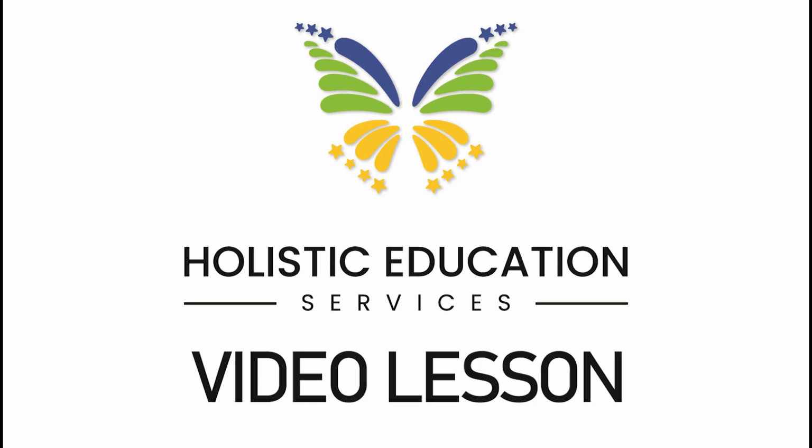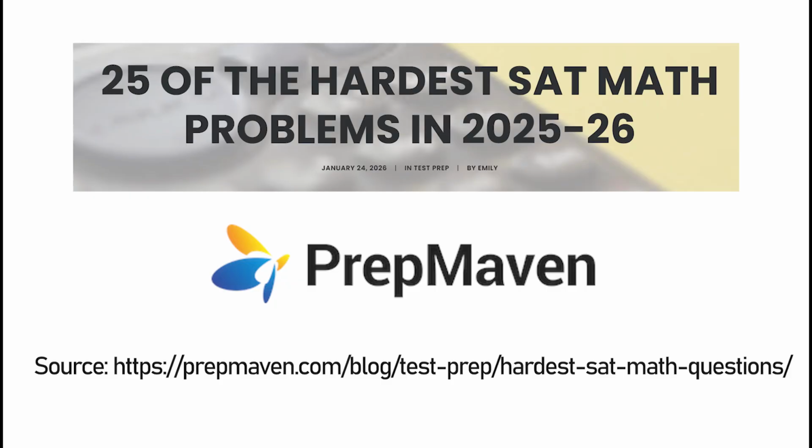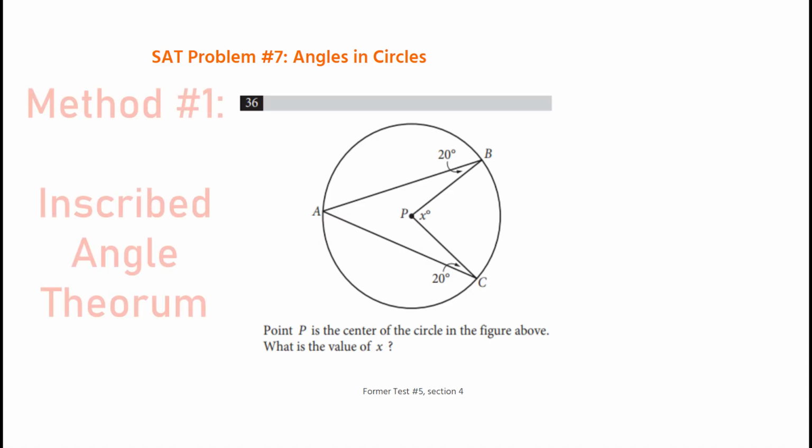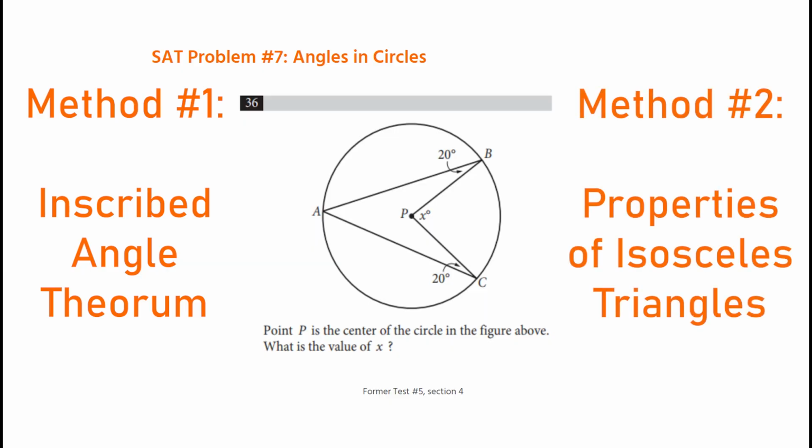In this video, we are continuing our series on the 25 hardest SAT math problems of this year according to Prep Maven. In this video, we're tackling problem number 7, which states, point P is the center of the circle in the figure above. What is the value of X? There's a couple of different ways to find the answer to this problem, so we'll look at two methods below. The first is using the inscribed angle theorem, and the second is using properties of isosceles triangles.